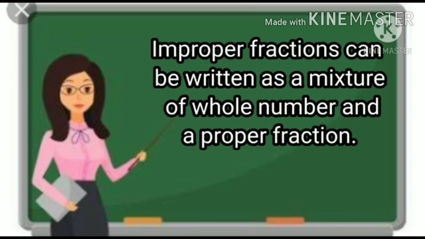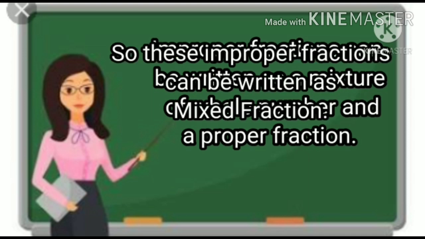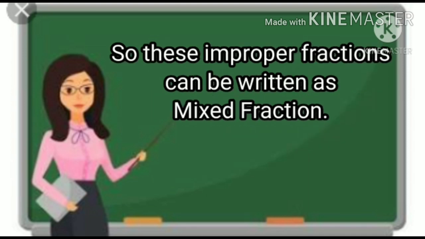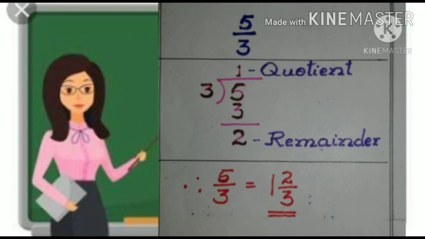Improper fractions can be written as a mixture of a whole number and a proper fraction. So, these improper fractions can be written as mixed fractions. How to do it? Look at the fraction 5/3. Here, 5 is the numerator and 3 is the denominator. Now we must divide the numerator by the denominator. 5 should be divided by 3.